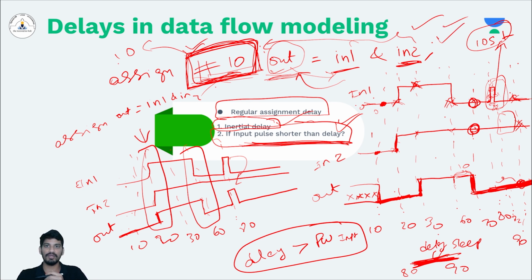Whenever you are giving any delays, always make sure whether your delay is greater or less than your pulse width, and always make sure what kind of output you want. Based on that, you can define the delay and pulse width of your inputs. This should be very clear, right?